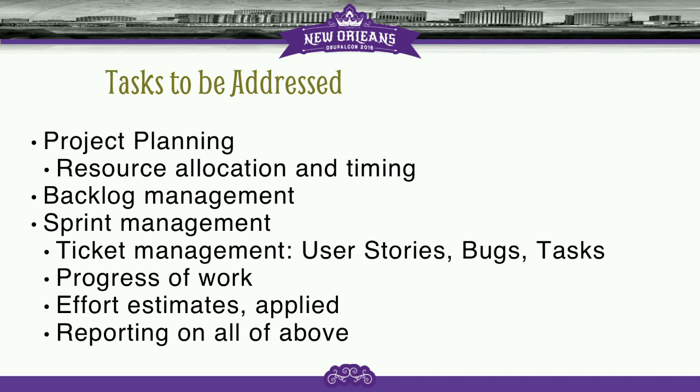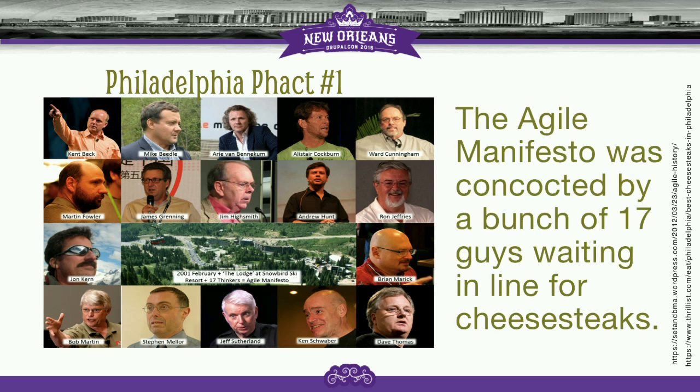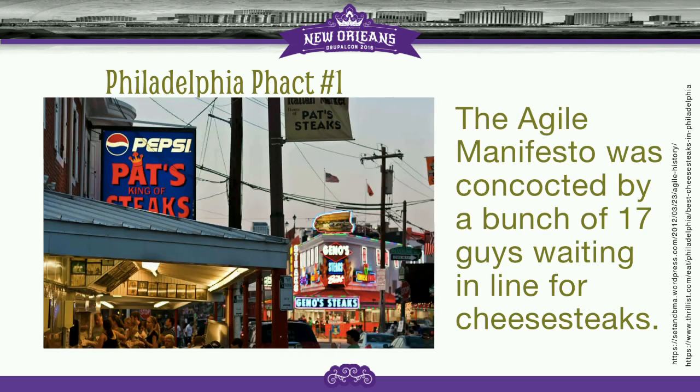Now, come back to Philly. Just to give you Philadelphia fun fact number one. The Agile manifesto was not concocted by 17 guys at the Snowbird Ski Resort in Colorado. It was actually a bunch of guys waiting for cheesesteaks in Philly. And the real important fact here is that I'm actually the 18th guy right down there. You can see me, I'm at the end of the blue arrow. So I'm the missing 18th person on the Agile open source. That's a joke, I'm just kidding. I'm trying to provide some levity. It's the end of the day, right? You want to go home.